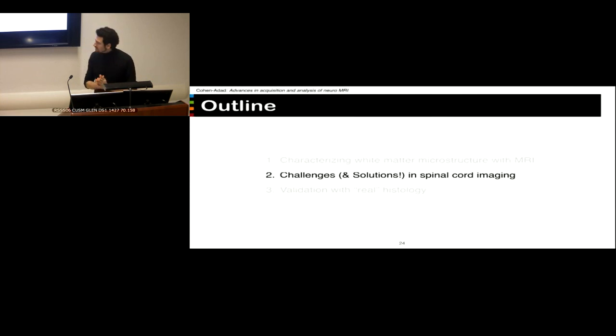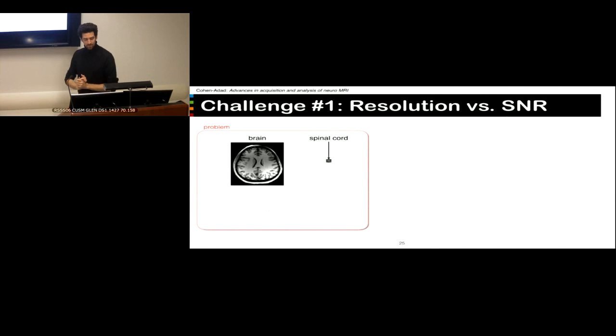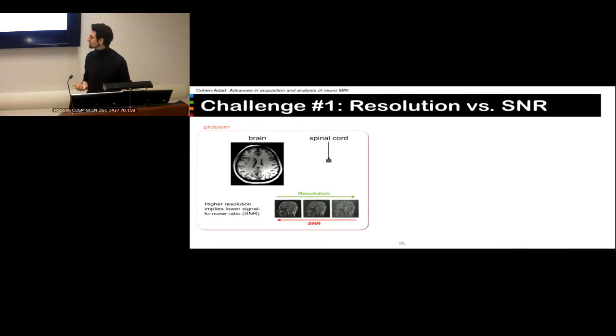So the spinal cord is small. So we don't have an infinite amount of SNR, of signal-to-noise ratio. So it's always a compromise. If you want to image a small structure, you need to reduce your voxel size, but this comes at the cost of SNR. What can you do to increase the SNR? Increase time. Yeah, increase time, but you're in a hospital here, right? So you know that time is not infinite either.